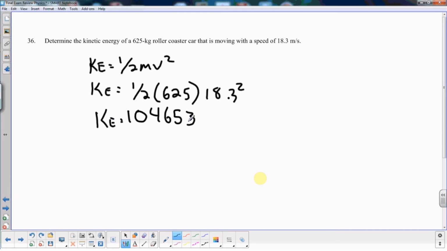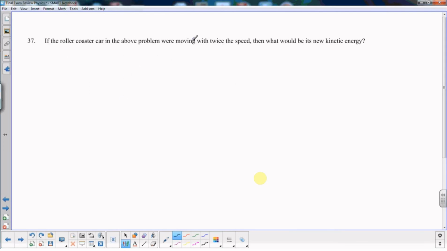104,653.25 joules. Roller coaster, the above problem, we're moving at twice the speed. What would happen to kinetic energy? Well, now KE equals 1/2 mv squared. If we double this, we're going to square something that's doubled, so we'd actually get 4 times the KE. Because you're doubling the velocity, which gets squared, it's going to be a big change, you'll see.